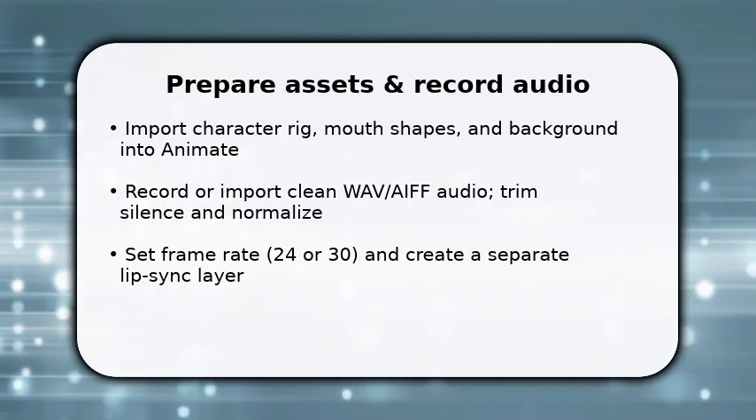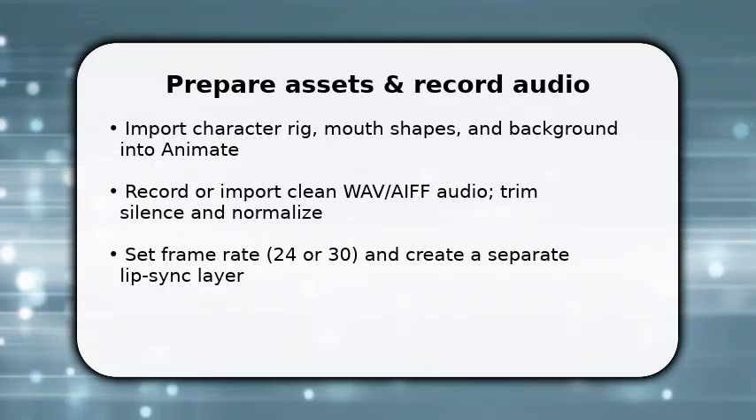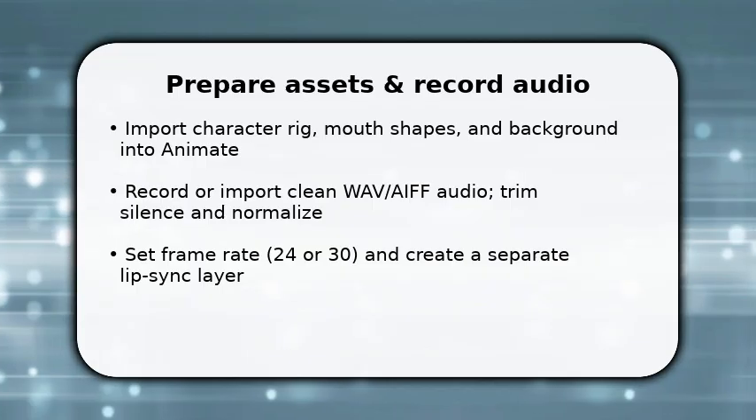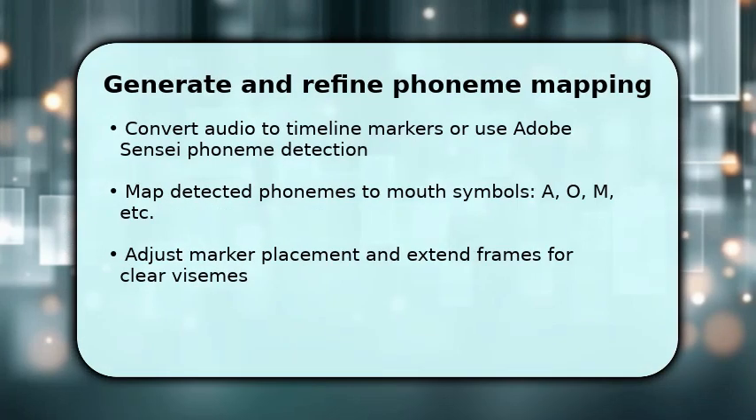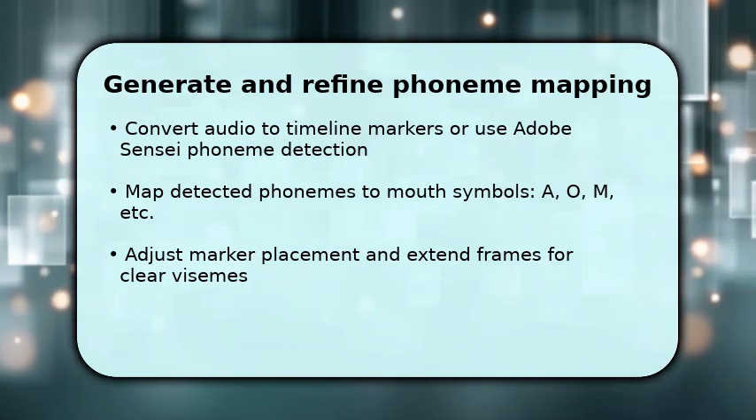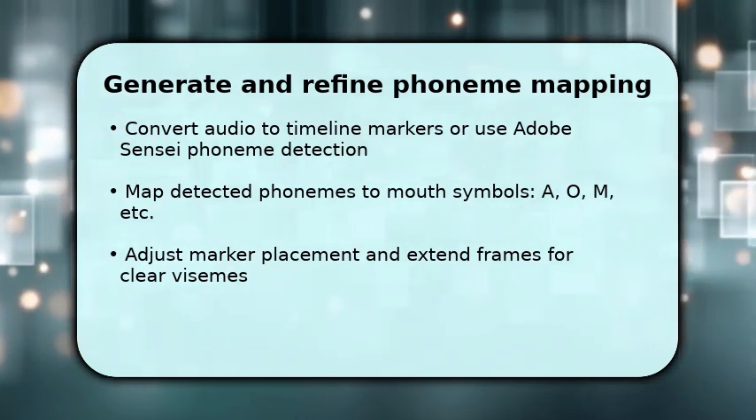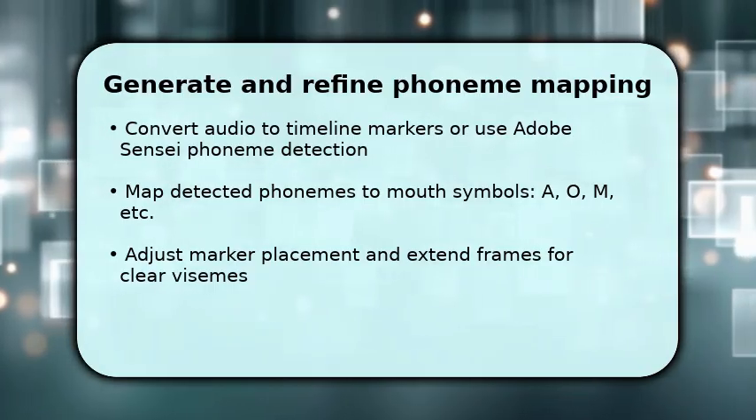This isolates mouth swaps. You do this now so automated steps later map correctly to frames, avoiding timing drift and messy manual corrections. You run the phoneme detection tool or use a script that converts audio into phoneme markers on the timeline. This is the core automation.